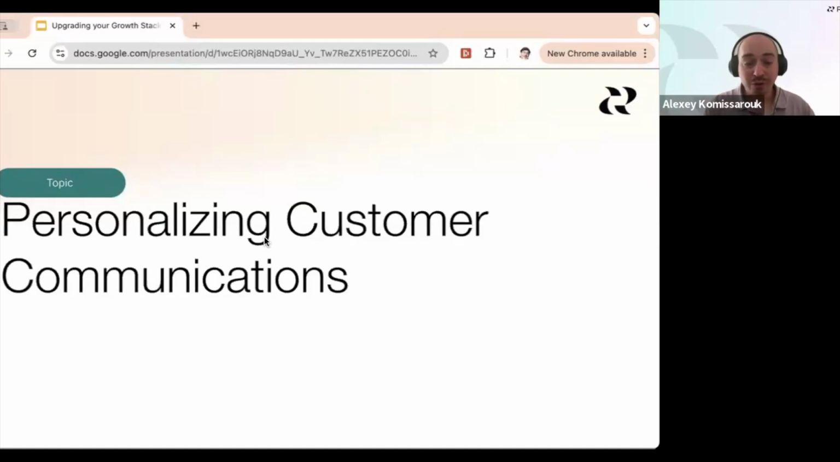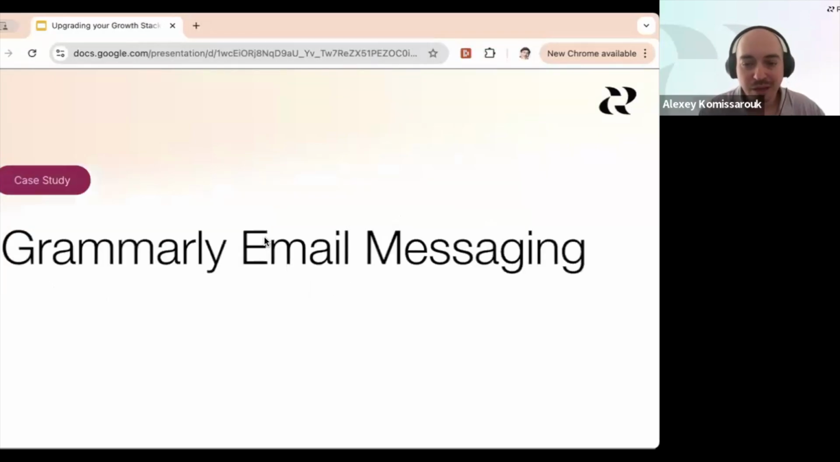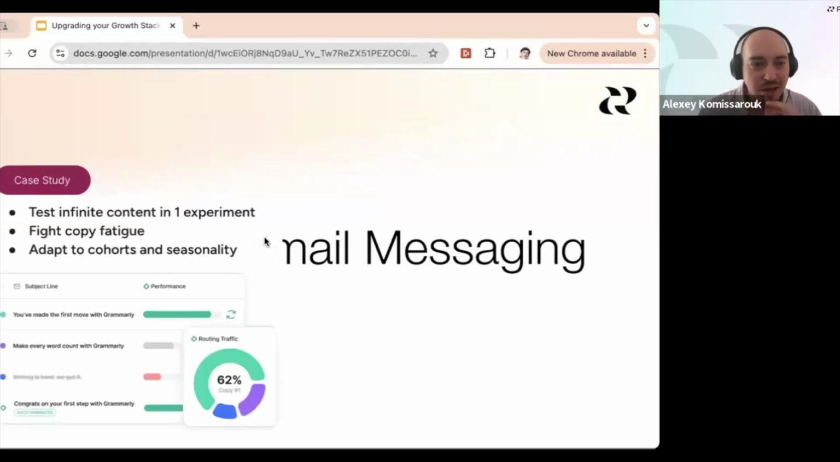Okay, the third use case is personalization. I think we've been pitching personalization in growth and marketing forever. That's sort of the holy grail, and it's actually easier to do now than ever. So in the Grammarly case, Grammarly is a company that helps you communicate better in English.